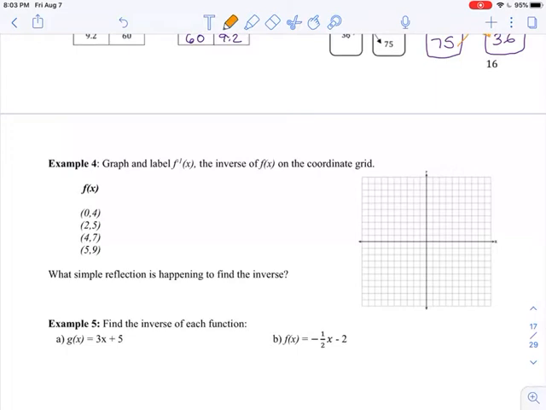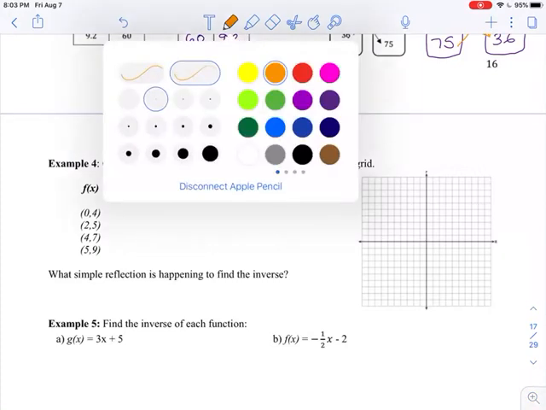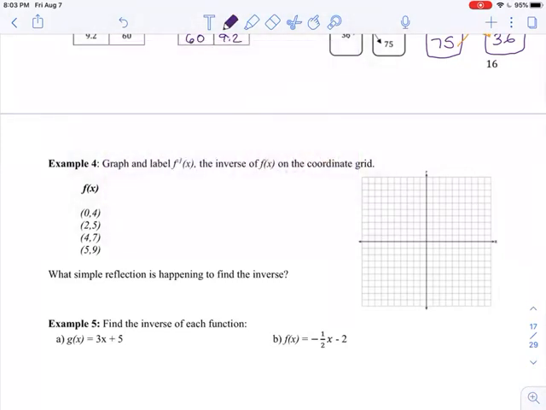Graph and label the inverse, f to the negative 1 of x, the inverse of f of x on the coordinate grid. So if the points of f of x are (0, 4), (2, 5), (4, 7), and (5, 9), the points for the inverse, I'm just going to flip these around: (4, 0), (5, 2), (7, 4), and (9, 5).